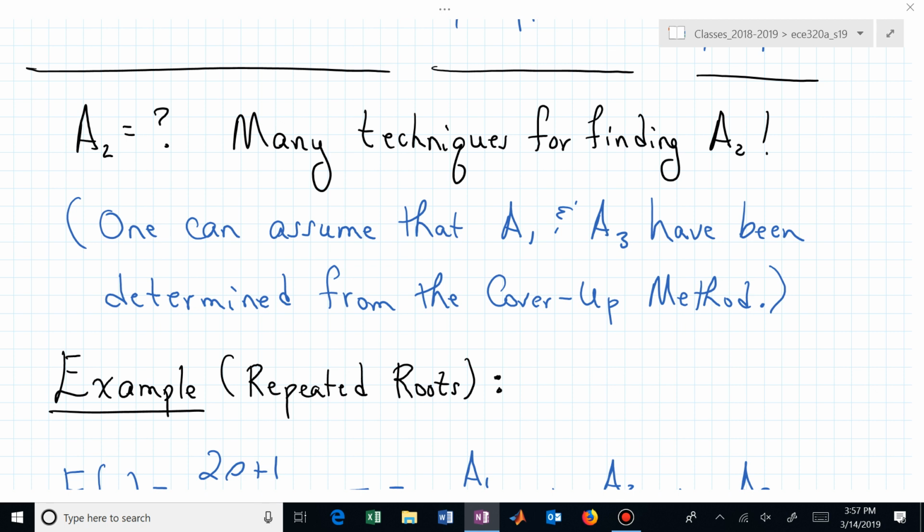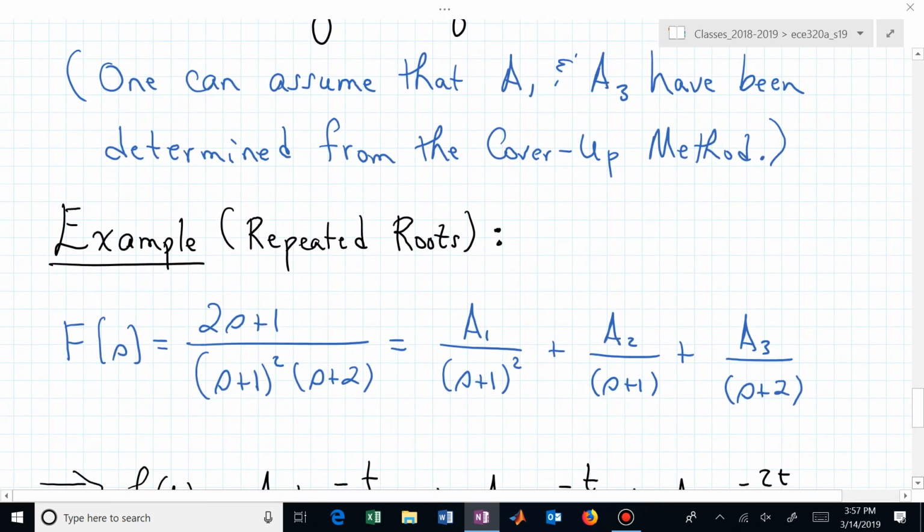Let's look at a particular example. Suppose now we are given F of s equaling 2s plus 1, that's the numerator, over s plus 1 squared times s plus 2. If I ask you to write down the right-hand side, that should just be automatic. Once you see this, what's your first check? Make sure it's strictly proper, and it is. We have a linear factor upstairs and a cubic downstairs.